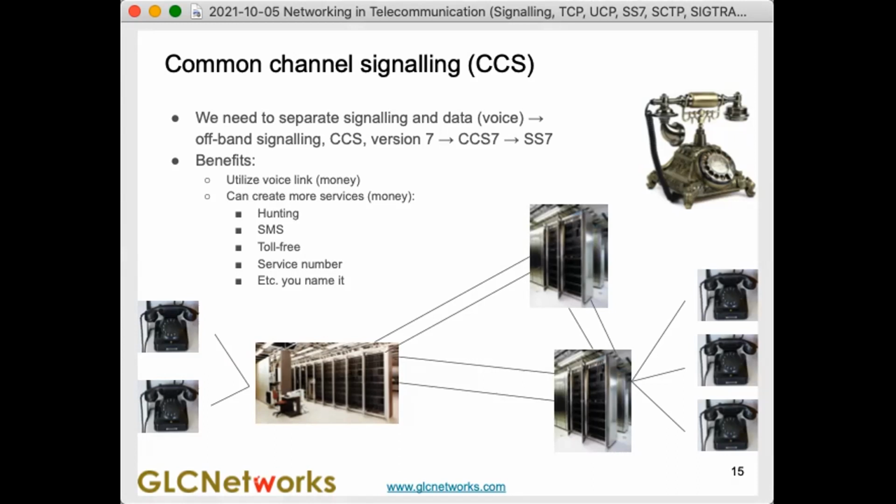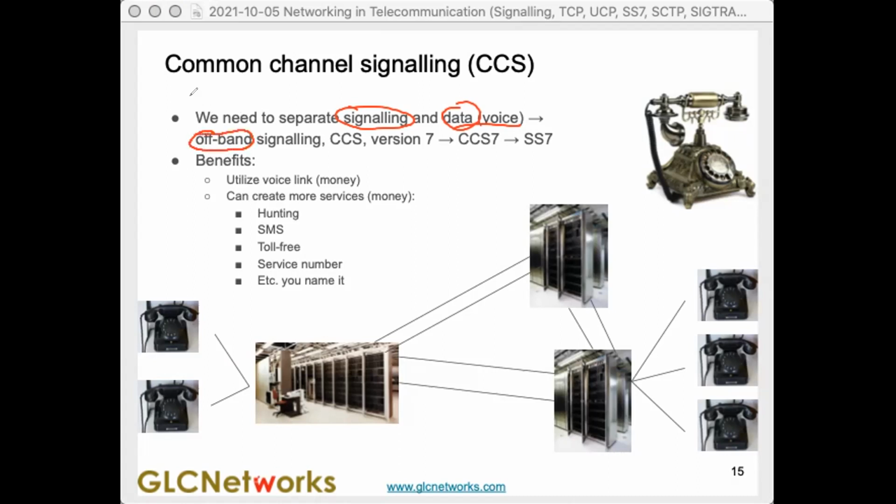So the idea is we try to separate signaling and then the data, in this case voice. We're still talking about telecommunication, and in telecommunication the data is only one thing, which is voice. When we talk about data in general, it can be many things: MP3, MPEG, YouTube, Microsoft Word, email, whatever. But in traditional telecommunication, data means voice, 64 kilobit per second. That's it.